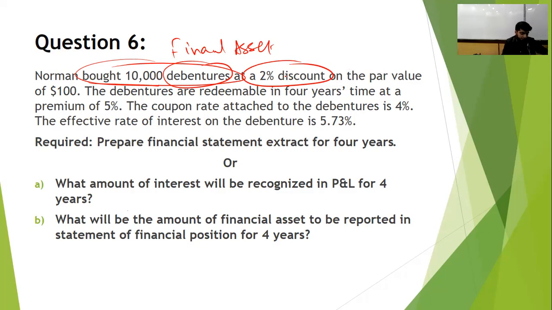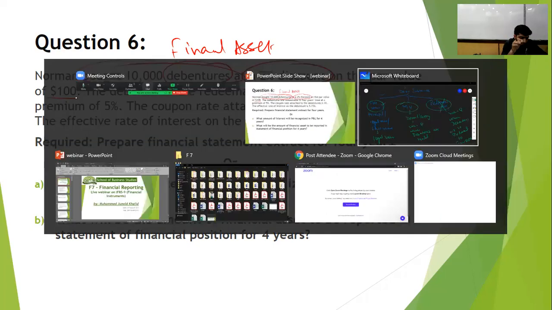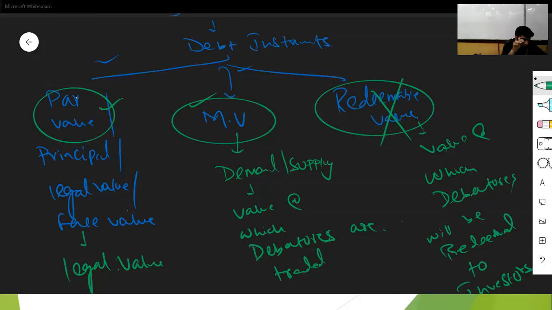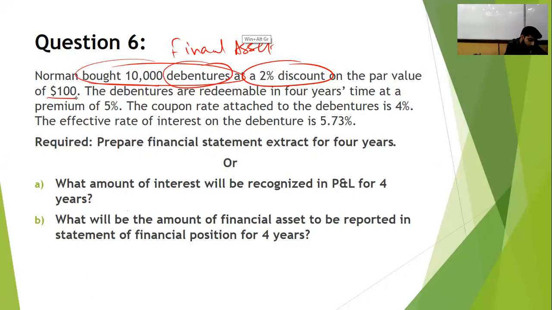And there it is saying that Norman bought 10,000 debentures at a 2% discount on the par value. It means the debentures were purchased below par, that is, at a discount. And what was the price? We will look at it. Okay, so par value was $100. If the par value is $100, can anyone let me know the market value of the debenture? Yes, please, everyone.